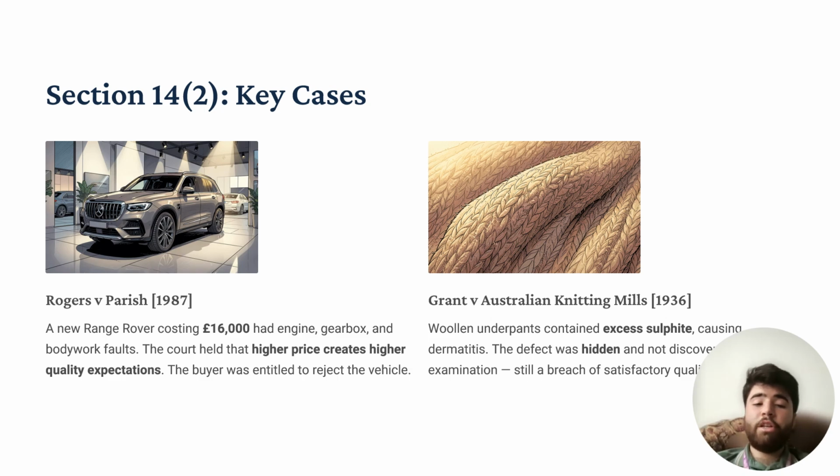The second case is Grant v. Australian Knitting Mills from 1936. Dr. Grant bought woolen underpants. They contained excessive sulfite chemicals left over from the manufacturing process. So the court held the goods were not fit for the purpose of being worn next to the skin. This case also shows the hidden defects that are not visible on inspection.